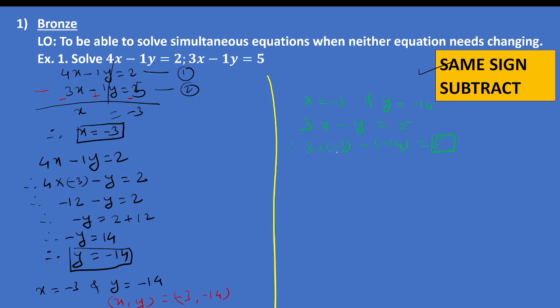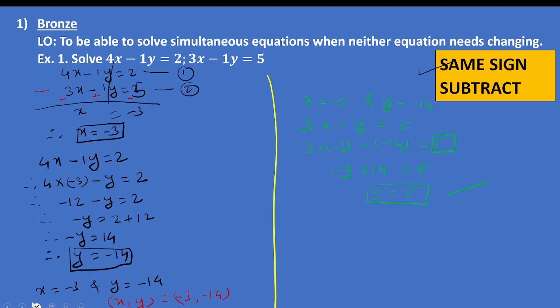So 3 into minus 3 is minus 9, minus into minus 14 is plus 14. Right hand side I'm still writing 5 as it is, and in the left hand side now I'm having minus 9 plus 14, which is plus 5. So now in both sides I'm getting 5. So hence we got the correct answer.